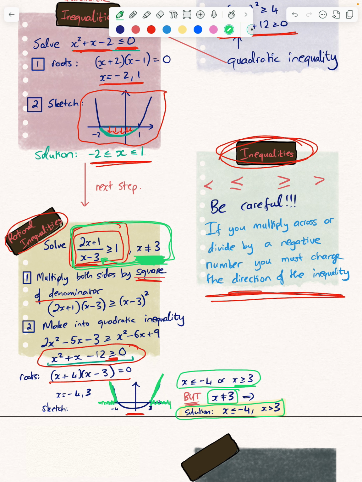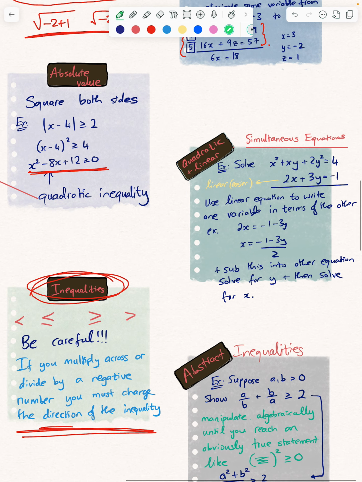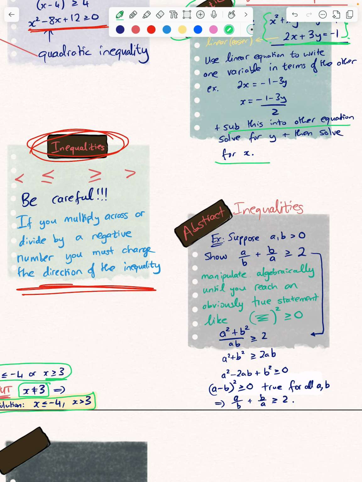Okay. And then simultaneous equations, if you have a quadratic and a linear, so two equations and two unknowns, you can always use this method. Use the easier equation to write one variable in terms of the other and then sub it into the second equation. All right. And then for the abstract inequalities, I know we've talked a little bit about these already.